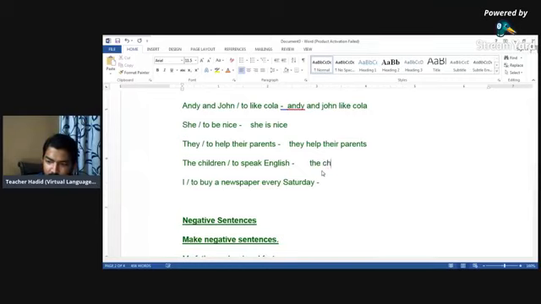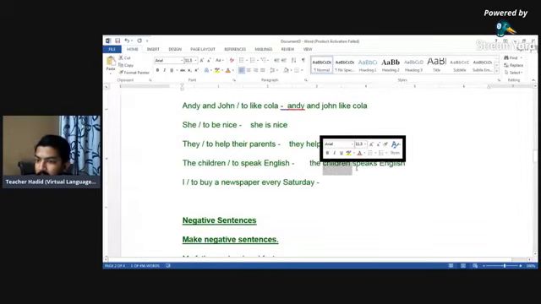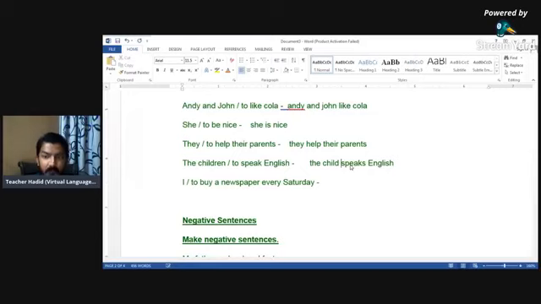If I write, it's a tricky one, by the way. If I write this sentence, will be wrong. Why? Because this children is not singular. Child is singular. If I say child, it is singular, third person singular. But when I talk about children, it is not singular, it is plural, it is third person plural.